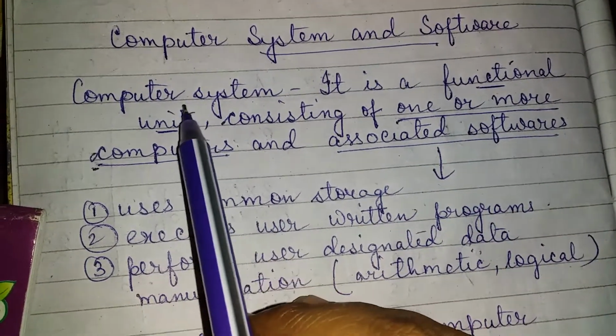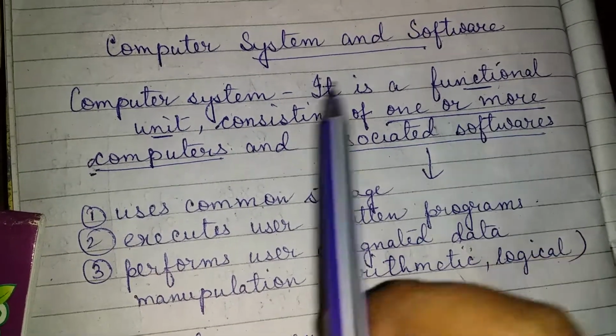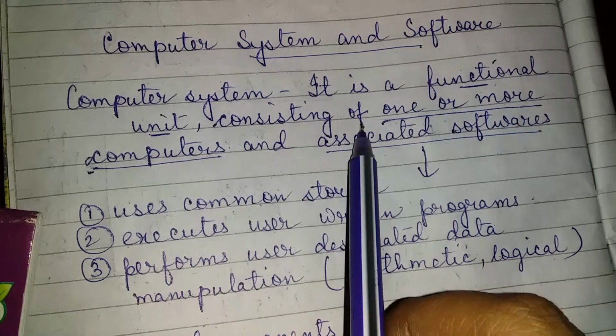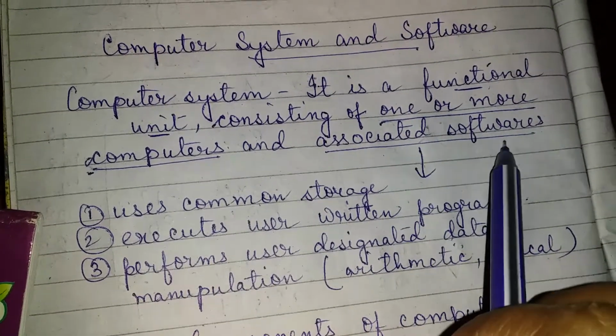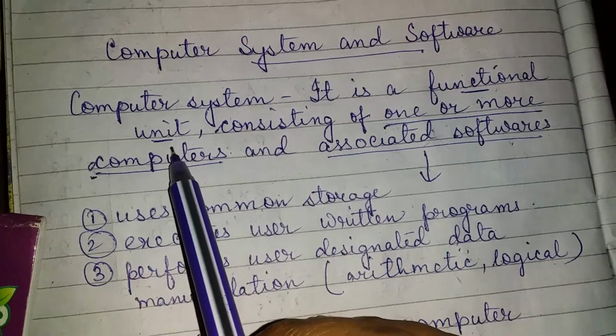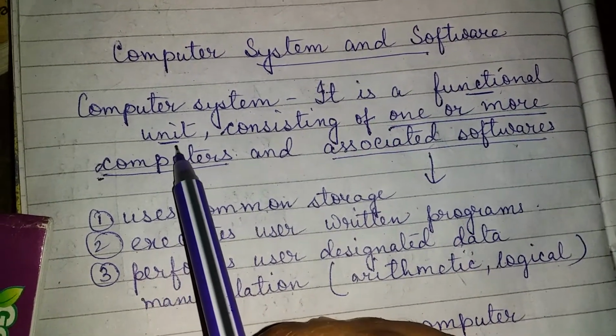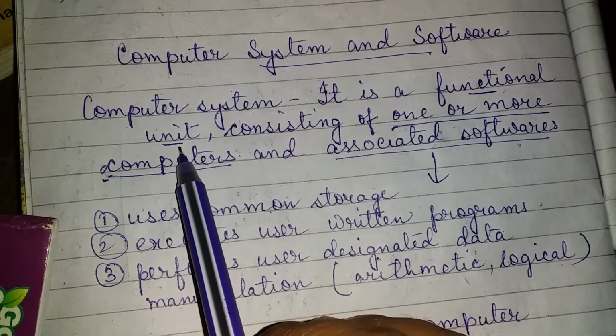So, what is a computer system? It is a functional unit consisting of one or more computers and associated software. So, what is this functional unit? A functional unit is nothing but a part of a CPU that performs the operations.